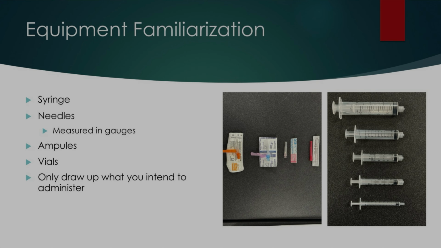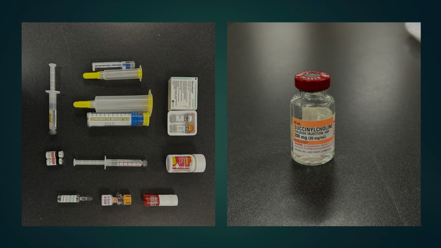Ampules are breakable, sterile glass containers. The top is snapped off using gauze, and medication is withdrawn using a filter needle to prevent glass particles from entering the syringe. Vials are glass bottles with a rubber stopper and may be single dose or multi-dose.